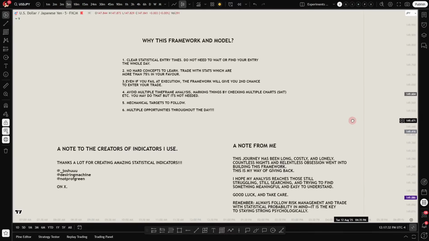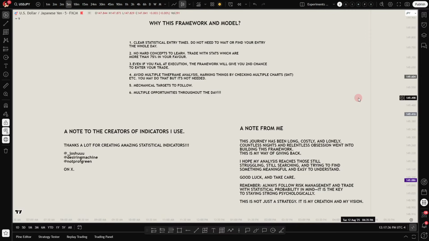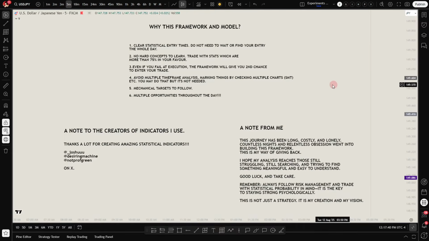Why should you trade this framework? The first and most important reason is that it gives you statistical entry times. You don't have to spend the entire day waiting for setups or doing heavy structural analysis across multiple timeframes. The entries are defined and backed by probabilities. There are no complex concepts to learn, just simple, repeatable rules. The framework consistently offers setups with 75% or higher probability in your favor.